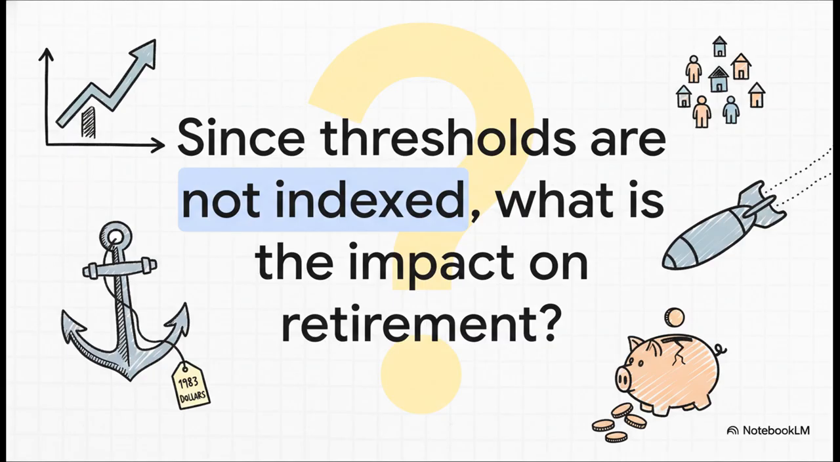What started as a tax targeting high-income retirees has, over decades of wage growth and inflation, become a trap for the middle class. So the question this leaves all of us with is, what does this stealth tax mean for the future of retirement security? And how do you plan around a torpedo that's aiming for a bigger and bigger part of the population every single year?